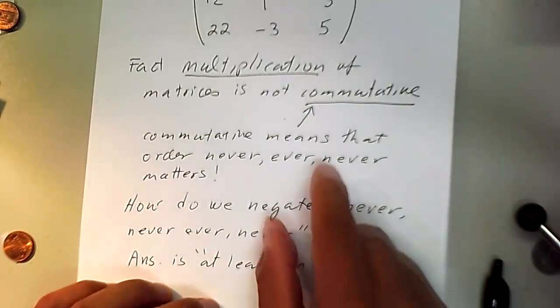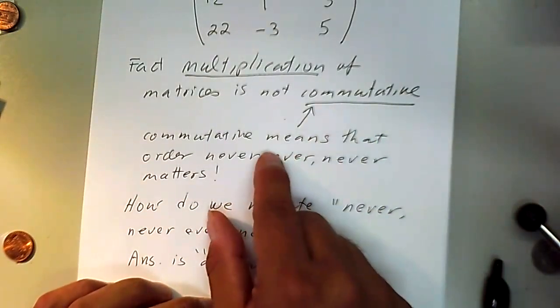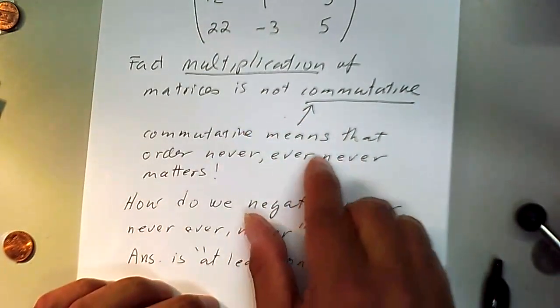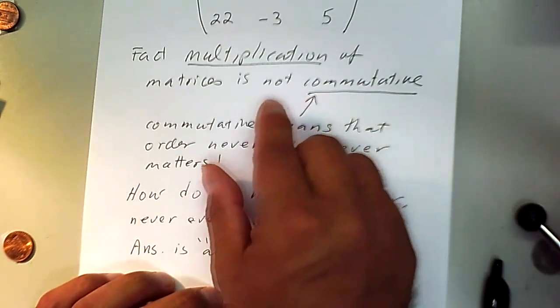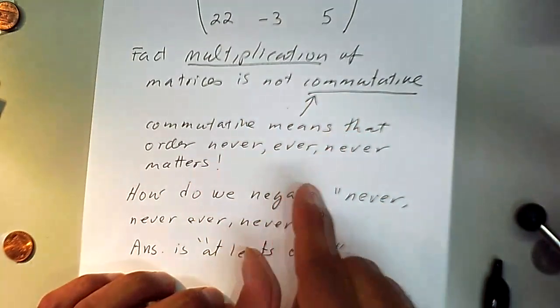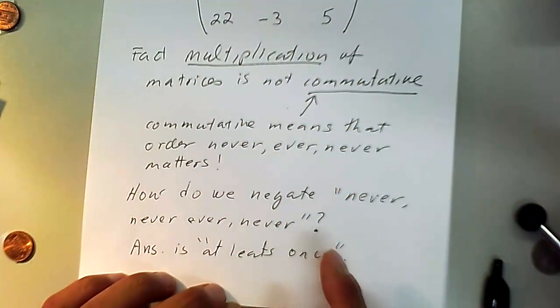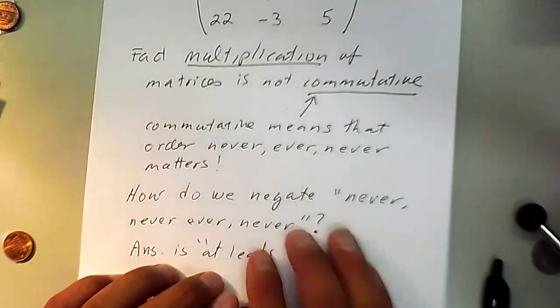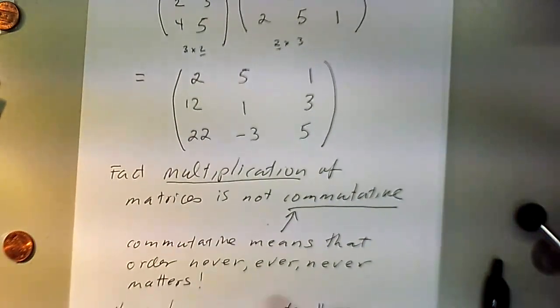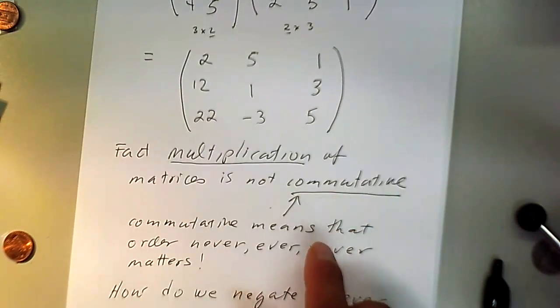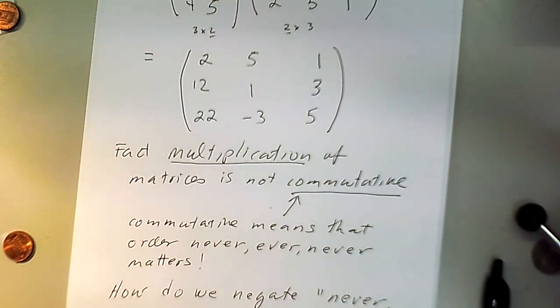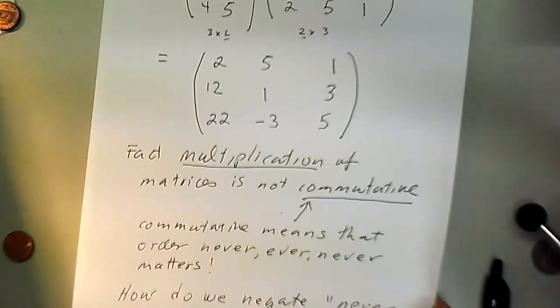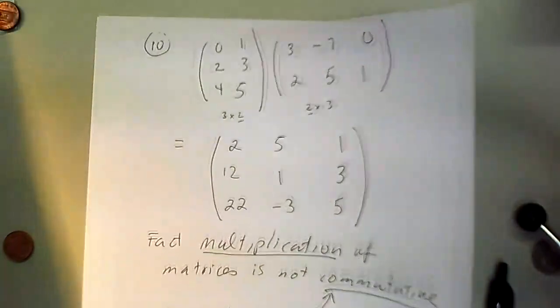The reason why I'm bringing this up is because of commutative. Commutative implies that the order never ever matters. When we say that something is not commutative, what does that mean? That means that there's at least one instance when the order matters. But it could happen that there are instances where the order does not matter. So we got to watch out. Not commutative means that the order matters at least in one instance. Actually, it matters in many instances, but that doesn't mean that it always matters. Let me give you another example.